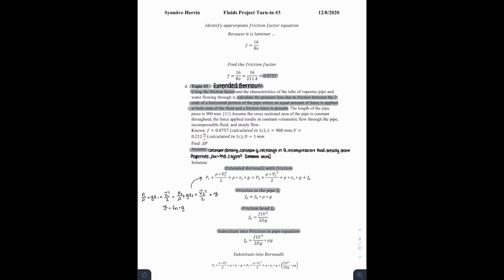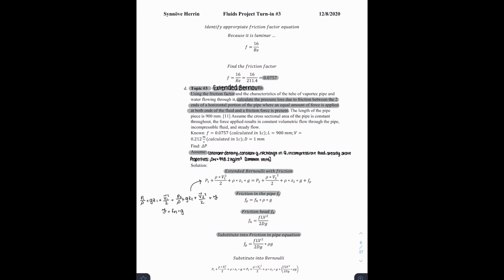So we start with our extended Bernoulli equation, which is right here. This equation shown right here is after the density has been multiplied through the entire equation. And we have our friction loss here. Our friction loss is equal to our friction head loss times the density times G. The friction head is here, where it's the friction factor, the length, the velocity, the diameter, and acceleration due to gravity.